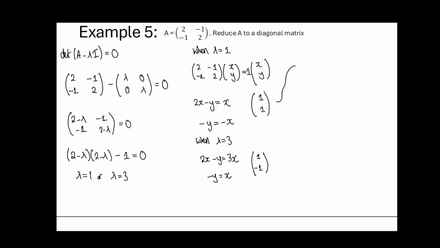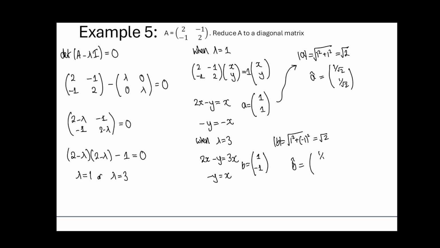If we now find the normalized eigenvectors, let's call this vector A, we need to find the mod of A, which is the square root of 1 squared plus 1 squared, which is root 2. So the normalized eigenvector would be (1 over root 2, 1 over root 2). Doing the same here, we'll call this B. We have the square root of 1 squared plus minus 1 all squared, which is also equal to root 2. So here we have 1 over root 2 and then minus 1 over root 2.